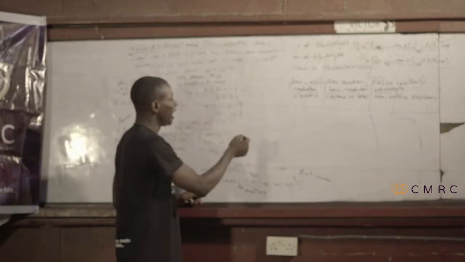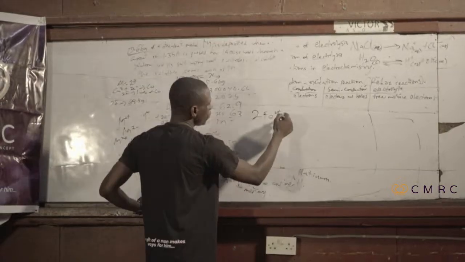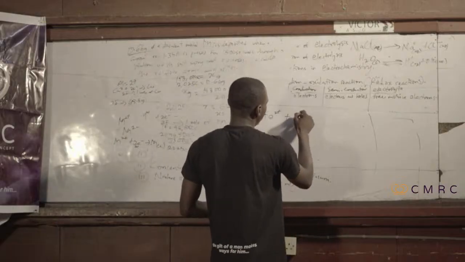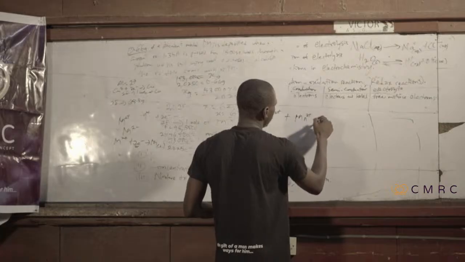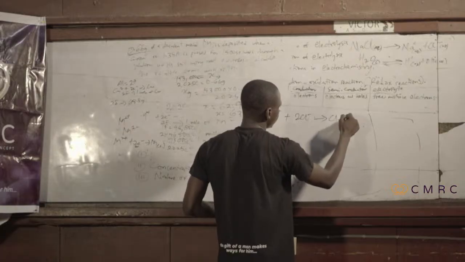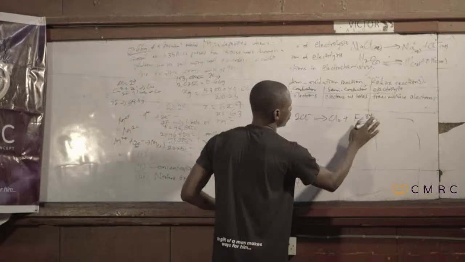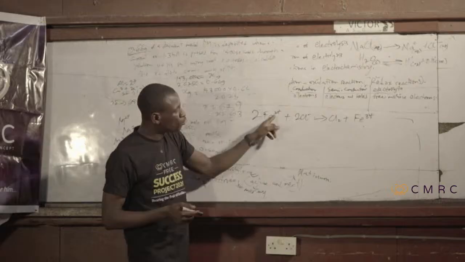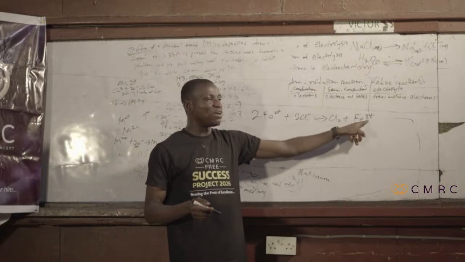Now, let me give you a common reaction. Let's say 2Fe2+ plus 2Cl- to give you Cl2 plus Fe3+. Now, look at this. This is a very common one; they usually ask questions about it. This is iron(II) because of the 2+. This is the chloride ion. This is chlorine gas. And this is iron(III).